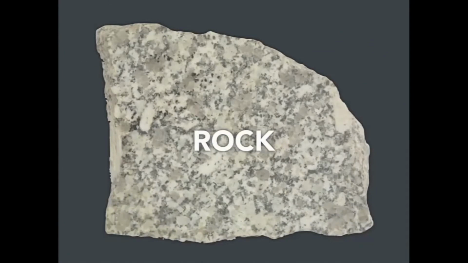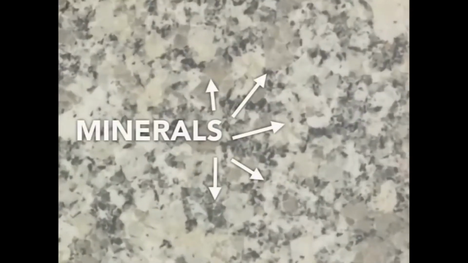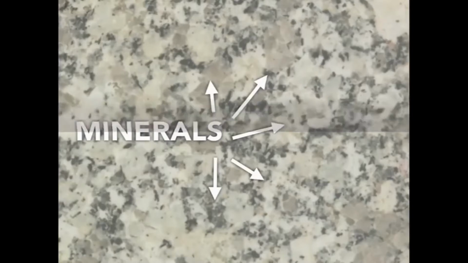If you look carefully at this chunk of granite, you'll see all sorts of speckles of gray and white and black. And if you zoom in, you'll see that these are actually crystals, mineral crystals. This particular piece of granite has the mineral quartz, biotite mica, and plagioclase feldspar. We'll study these in more detail later on.